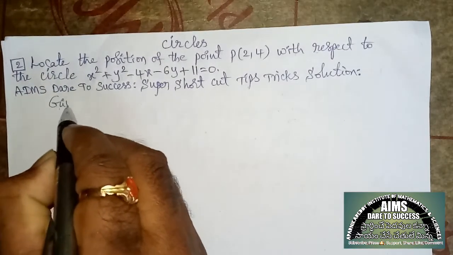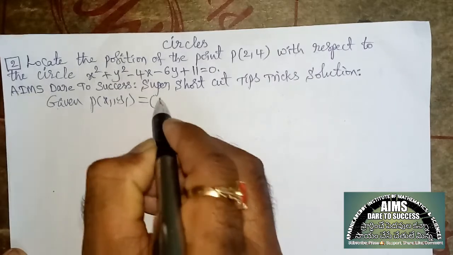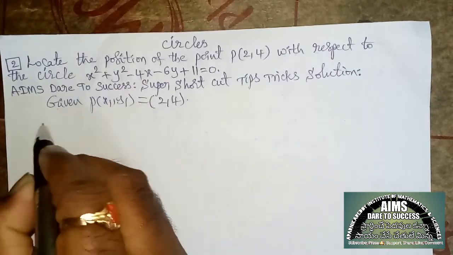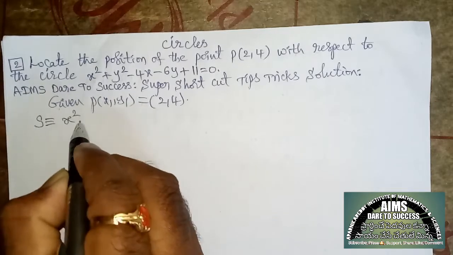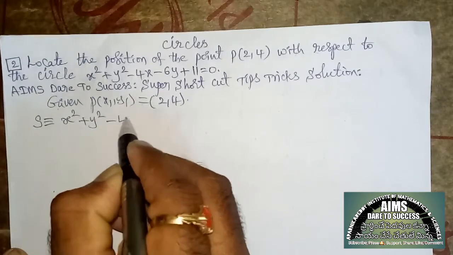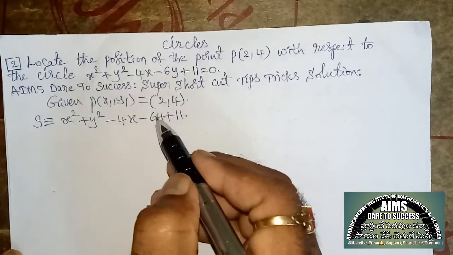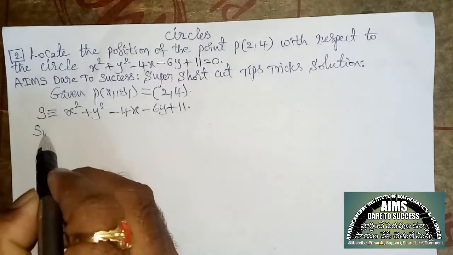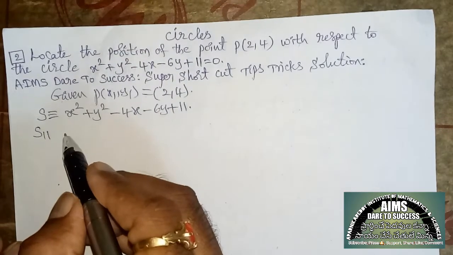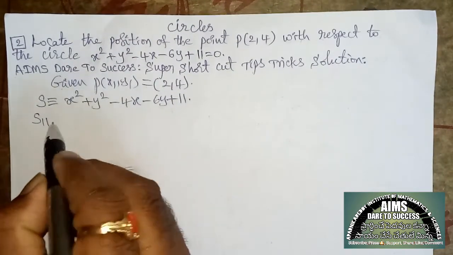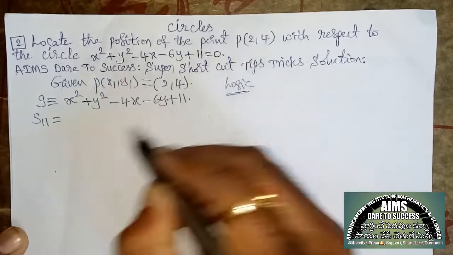Now I want to write the given point P(x1, y1) is equal to (2, 4), and let the circle be S. S is x square plus y square minus 4x minus 6y plus 11. Now I want to find S11 to locate the position of the point. I want to tell you the logic.